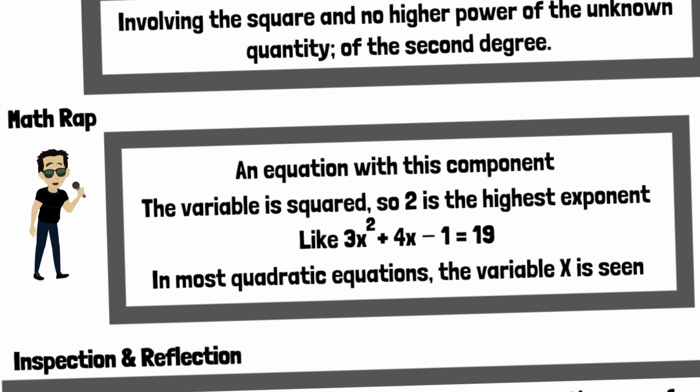An equation with this component, the variable is squared, so 2 is the highest exponent. Like 3x squared plus 4x minus 1 equals 19. In most quadratic equations, the variable x is seen.